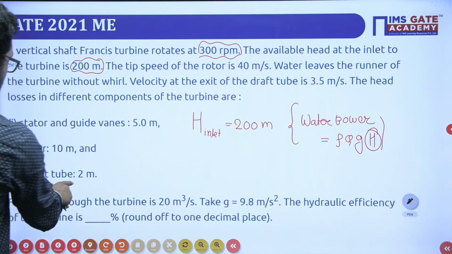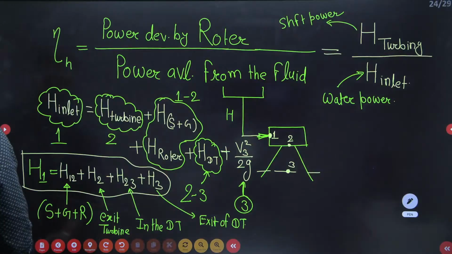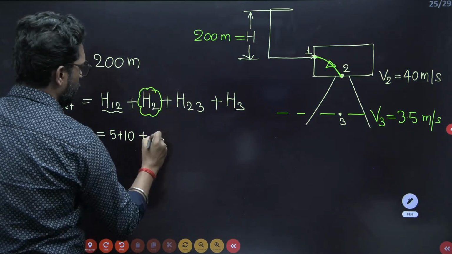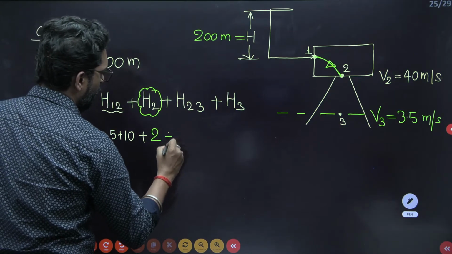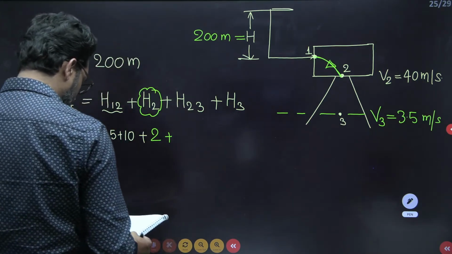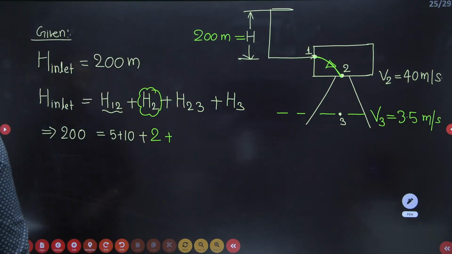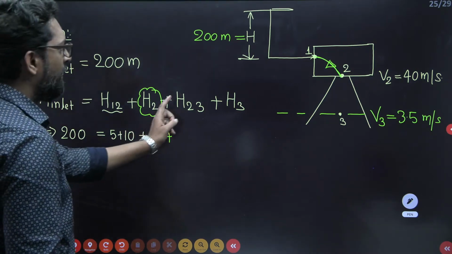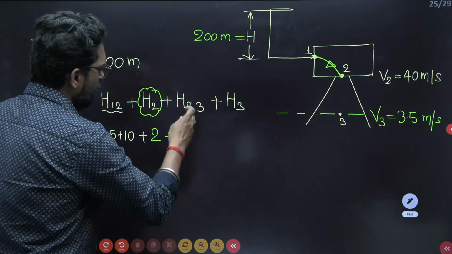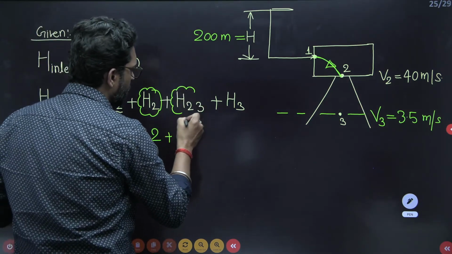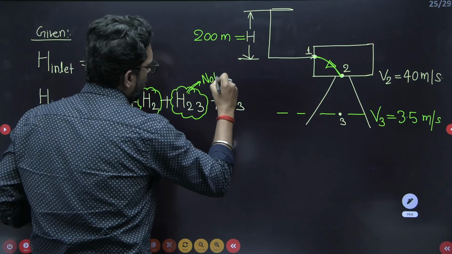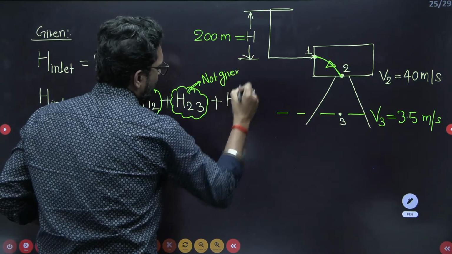Point 2 at the draft tube is the turbine exit, the entry to the draft tube, and it is given. Now this is in the form of during the draft tube. So during the draft tube, the head available is 5, 10, 2. The loss during the draft tube is not given, but the exit is given.